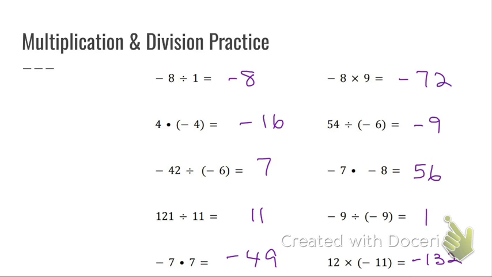All right, so notice if the signs were the same, the answer is positive. Right? Signs are the same, signs are the same, signs are the same, signs are the same. Positive answers. Signs are different, negative answers. Easy peasy.